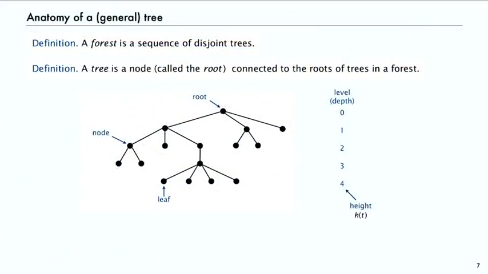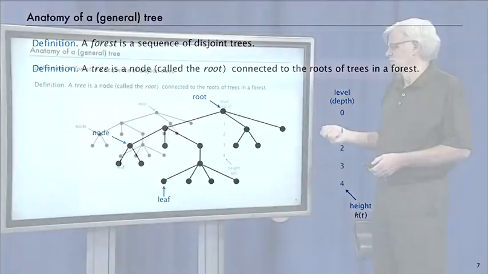A forest is a sequence of disjoint trees. A tree is a node called the root. It should say a forest is empty or a sequence of disjoint trees. A tree is a node called the root connected to the roots of trees in a forest. And so now a root can have any number of children, including 0. And the leaf nodes are the nodes with 0 children.